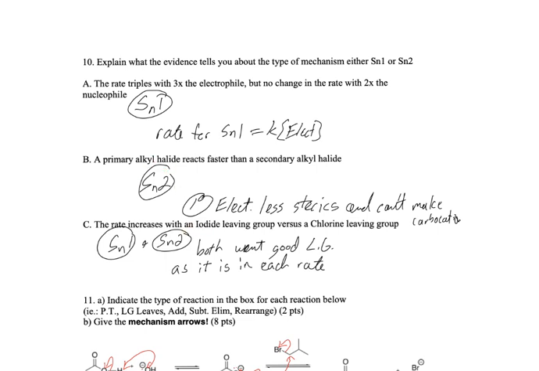This one, the rate increases with an iodine leaving group versus a chlorine. So iodine's a very good leaving group because it's large, right, it's polarizable. But that works for both SN1 and SN2, because basically the electrophile is in both rate laws, right? Both want a good leaving group. So SN1 and SN2 both involve the electrophile, which has the leaving group. So a good leaving group is good for both.